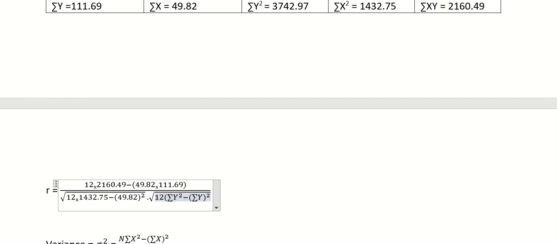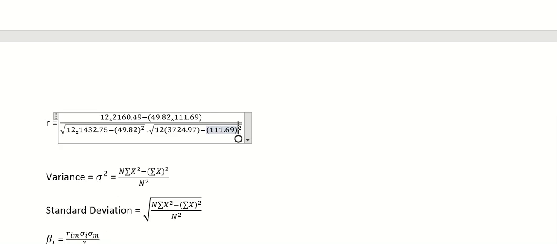Then again n is 12. Then summation of y square. So here I will put summation of y square, this value. So this is 3724.97, and minus summation of y. Here also you will put summation of y, not y square, okay? First you will put summation of y, then you will square it. So this is 111.69 square.